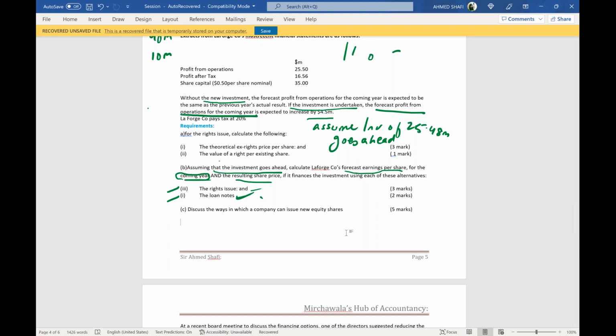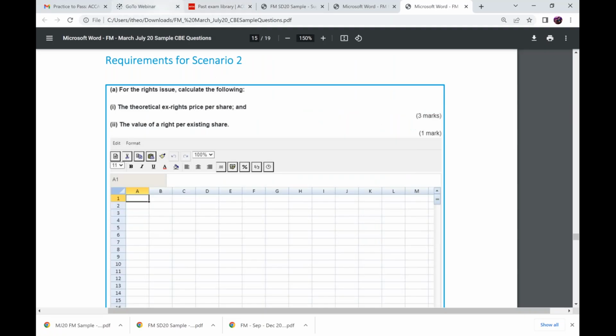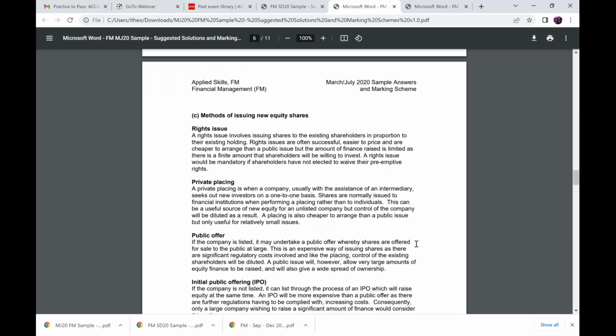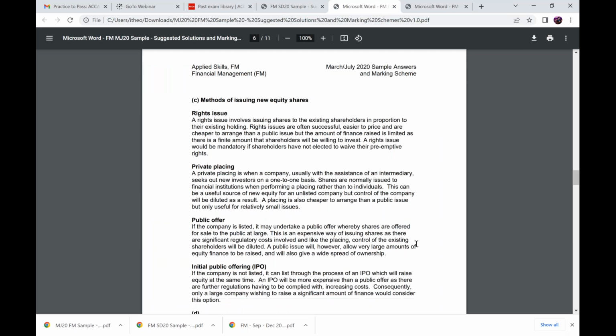This is a straightforward CIMA textbook or BPP textbook requirement. Ways in which a company can issue new equity shares. How do you issue new equity shares? Now, what are the methods of issuing new equity shares? There are 4 commonly used methods.